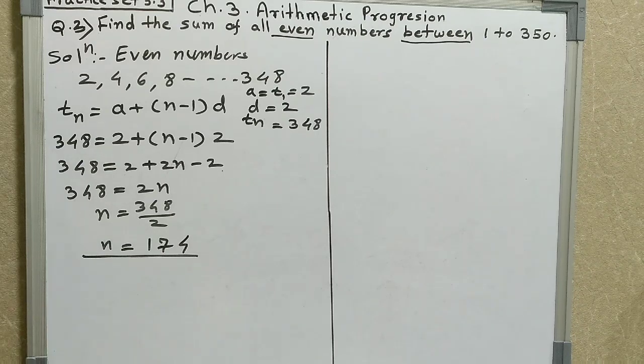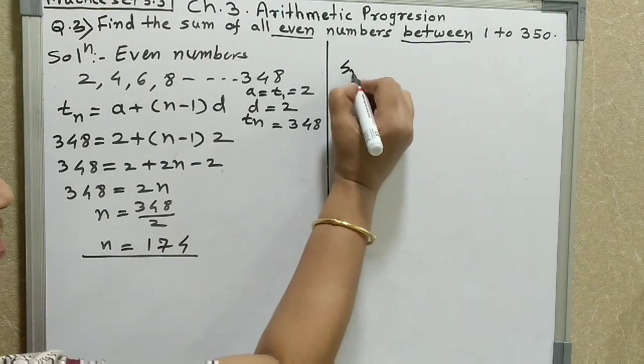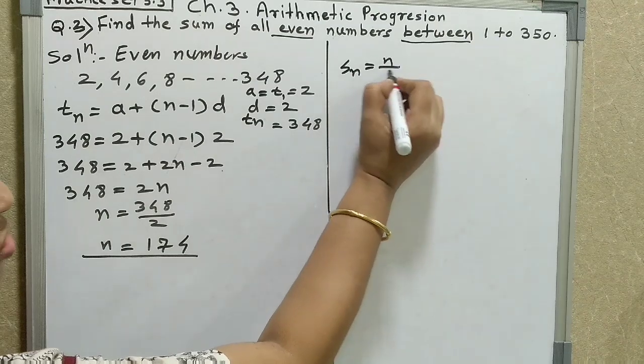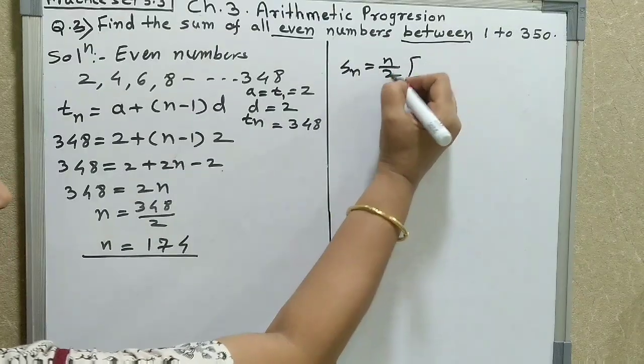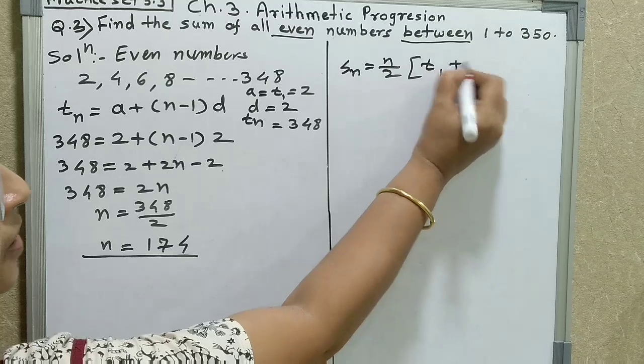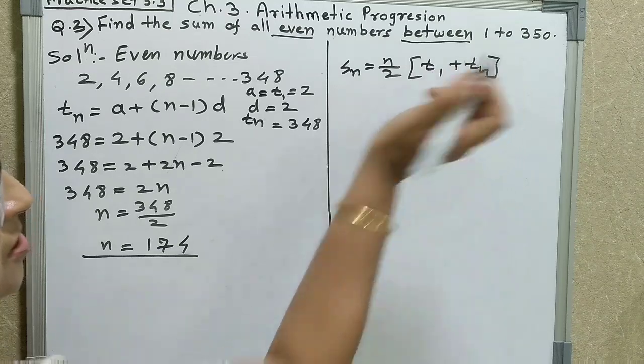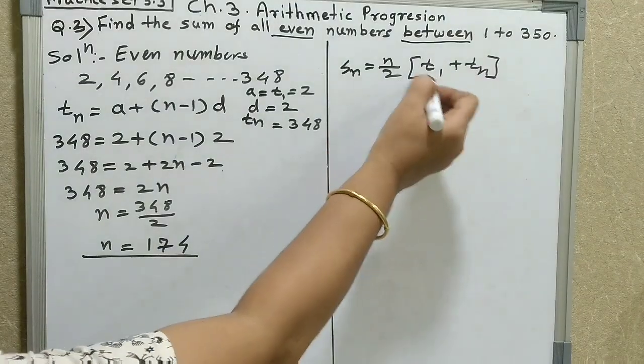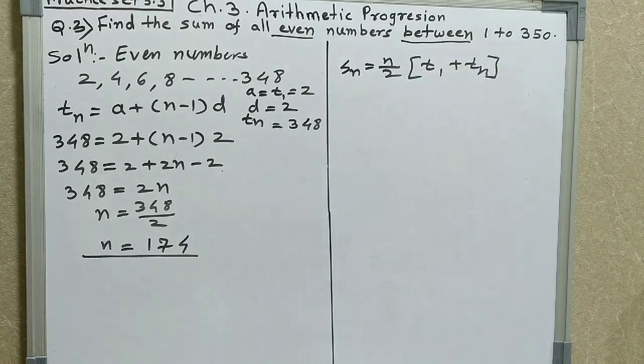Now we use the formula for the sum of all these 174 terms. Which formula do we use? Sn. There are two formulas, but we use n upon 2 into T1 plus Tn, because this is very easy. We already know what T1 and Tn are, so we put the values in this formula.